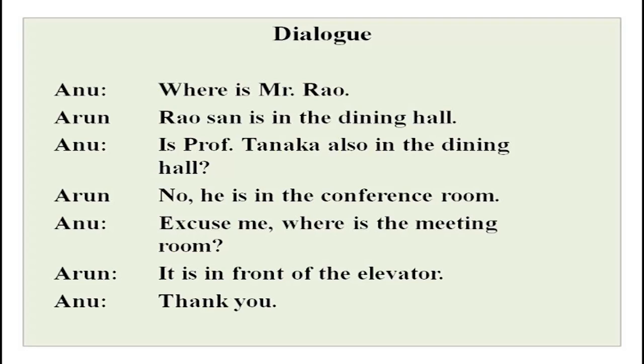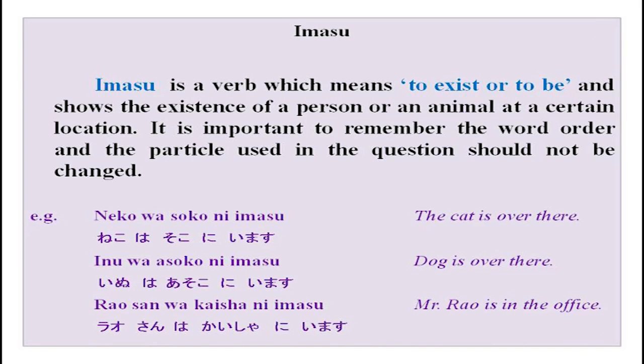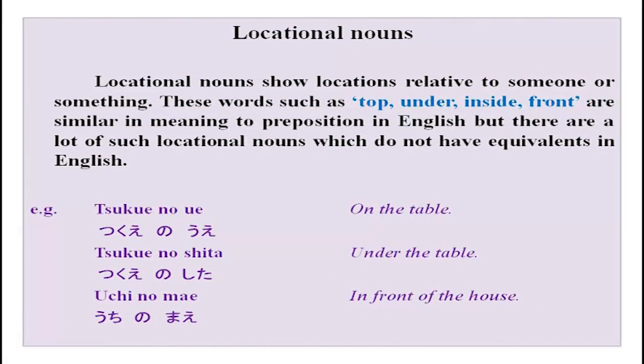Your translation, it's not actually a translation, but well, the meaning is there. Now, as I told you earlier, imasu is a verb which means to exist or to be and shows existence of a person or an animal at a certain location or point. You have examples here, you can go over the examples and see. Also, we have done locational nouns in our previous chapter. Here also, we will cover a few more locational nouns for you. So, you can just go through this.